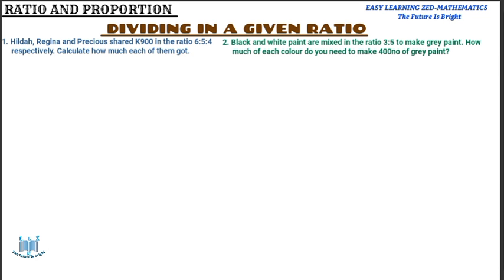Okay, so now let's get into solving this problem. First of all, we need to identify the things we are given. The first thing we are given is 900 kwacha. Then the second is the ratio. These are the two things we are going to use to find how much Hilda, Regina, and Precious got. But before we find how much they got, we are going to find how much each share is worth.